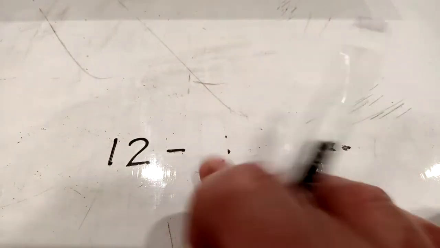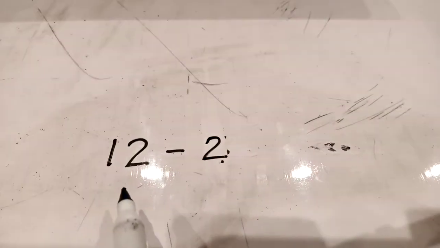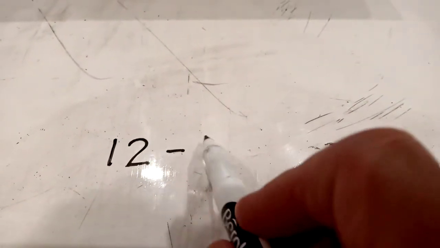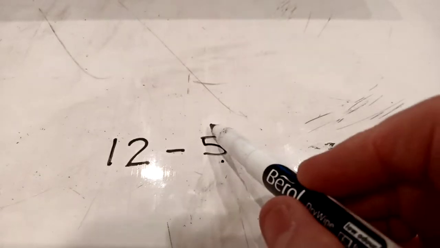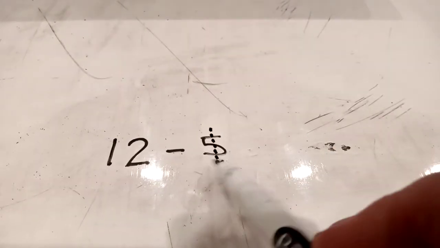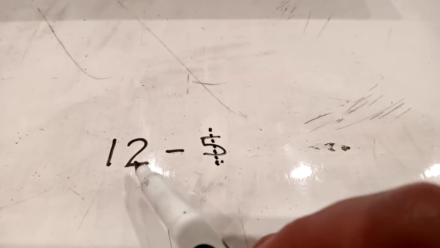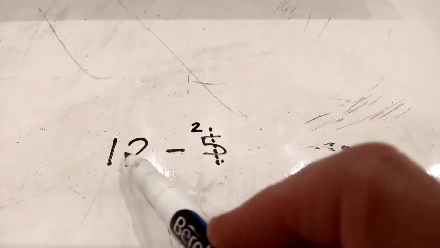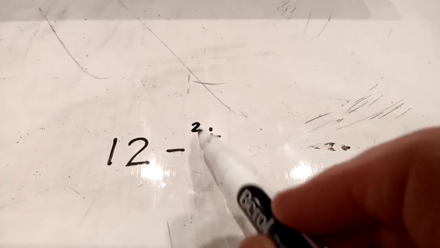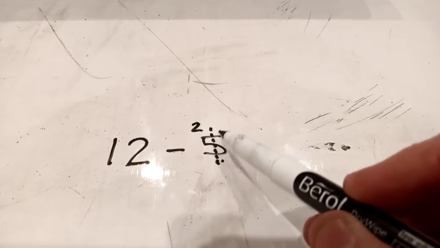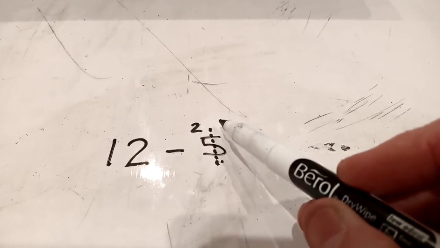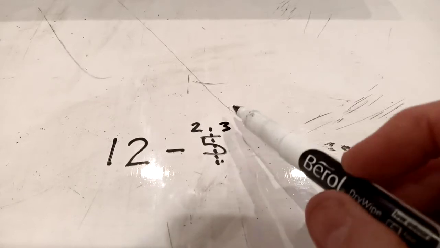I don't mind jumping back 2, I quite like that, but when the number's bigger than what I feel comfortable with, I have to partition, or I like to partition my smaller number, which is the subtrahend. So I like jumping back 2, so I say 12 take away 2, I like that, but I've got to jump back 5 in total, which means I need to make a number to go with 2 to make 5. So 2 and 3 make 5.